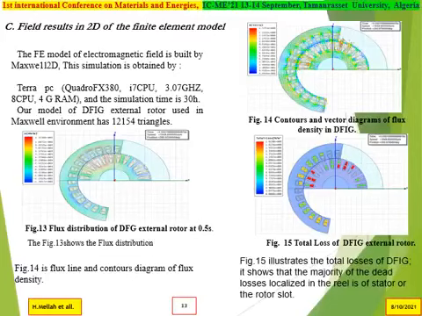12,154 triangles. Figure 13 shows the flux distribution of the double fed induction generator at 0.5 seconds. Figure 14 illustrates the flux lines and the contour diagram of the flux density. However, figure 15 illustrates the total losses of the double fed induction generator.